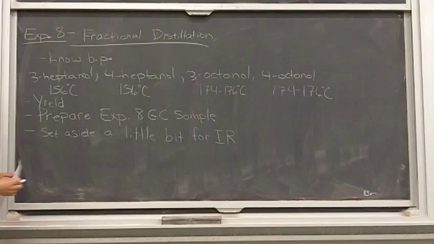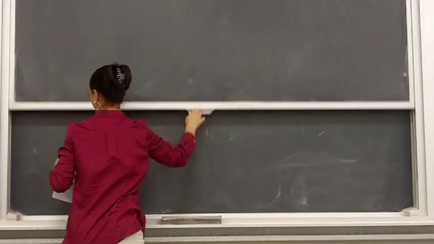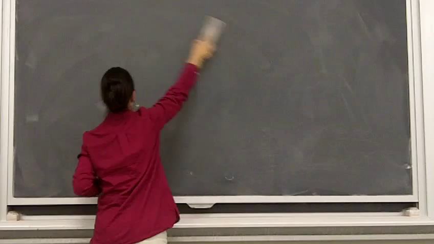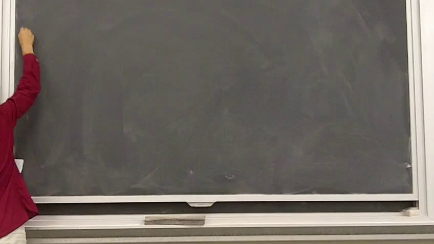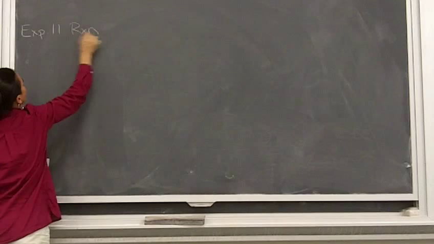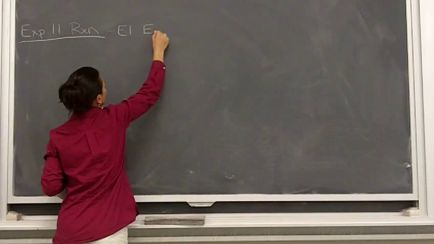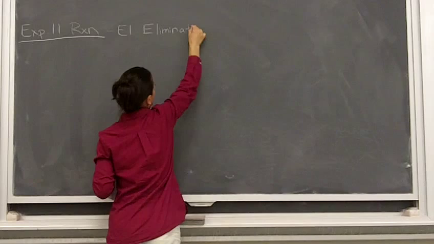So for experiment 11, this should be very timely with your exam on Friday, and all of the substitution mechanisms and then elimination mechanisms. We're going to be doing an elimination reaction. Remember experiment 7, we had an E2 mechanism. This time we're going to have an E1 mechanism, okay? It's an E1 elimination, so double check things for Friday's exam.